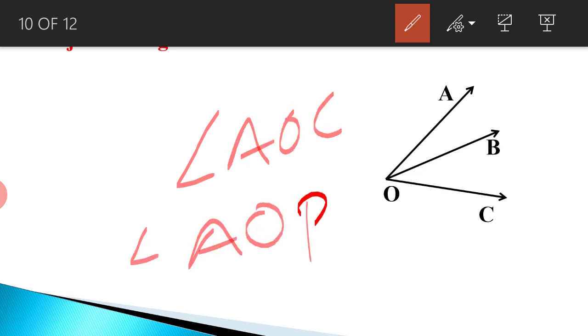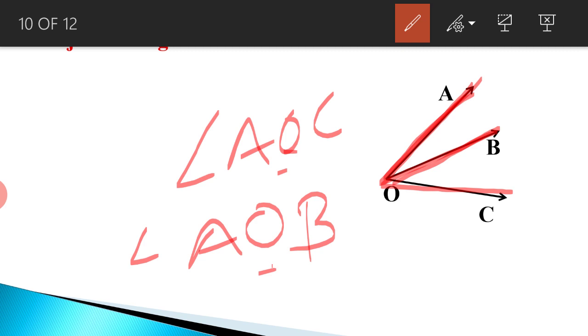Are they adjacent? Now angle AOB and angle AOC, they have common vertex O, yes. They have common arm, yes, OA. But the non-common arms, which are the non-common arms? OB and OC. They are lying on the same side. So angle AOC and angle AOB are not adjacent angles.